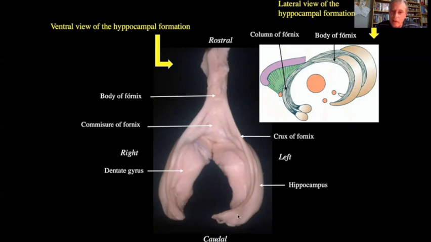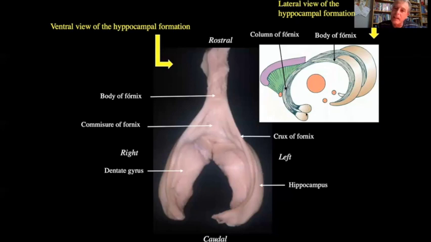Ventral view. You see the hippocampus here. All the fibers are leaving, forming the crus of fornix. Some fibers are connected rostral to the hippocampus. They form the commissure of the fornix, and then the fibers go rostrally. They meet at the midplane, forming the body of the fornix, and then they split again, forming the columns of the fornix in order to reach hypothalamic nuclei.